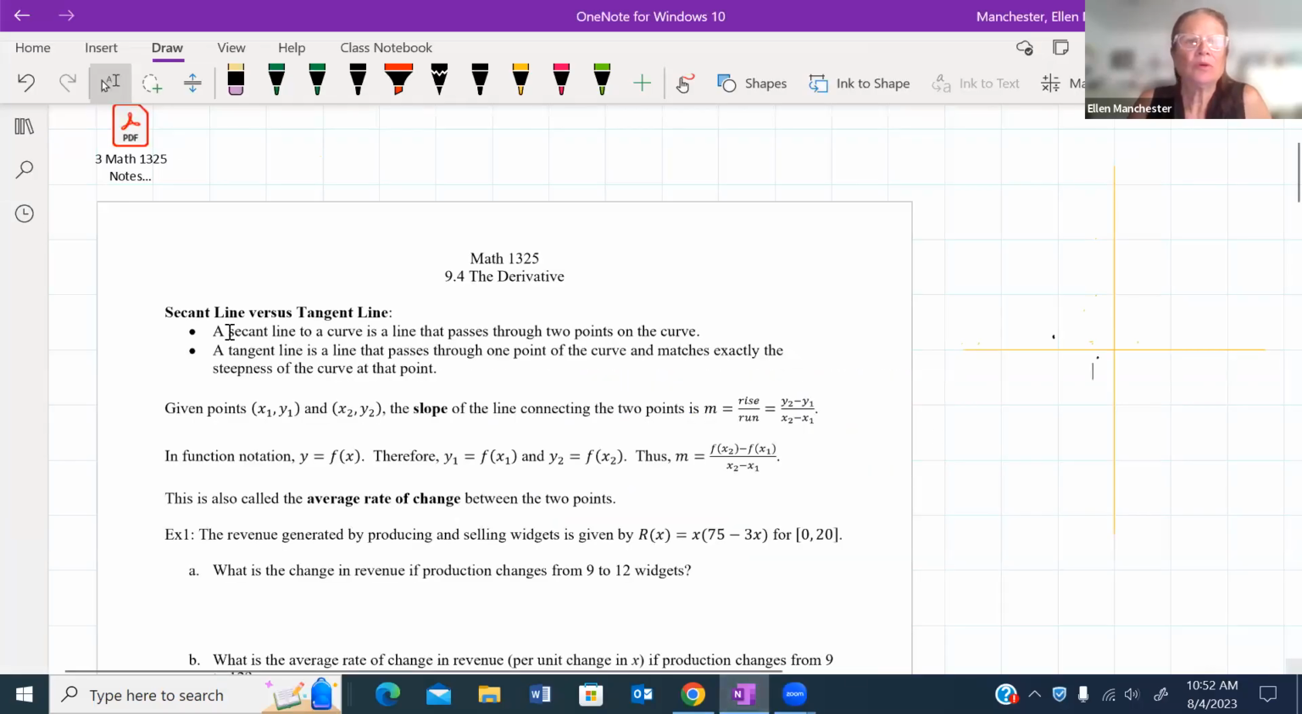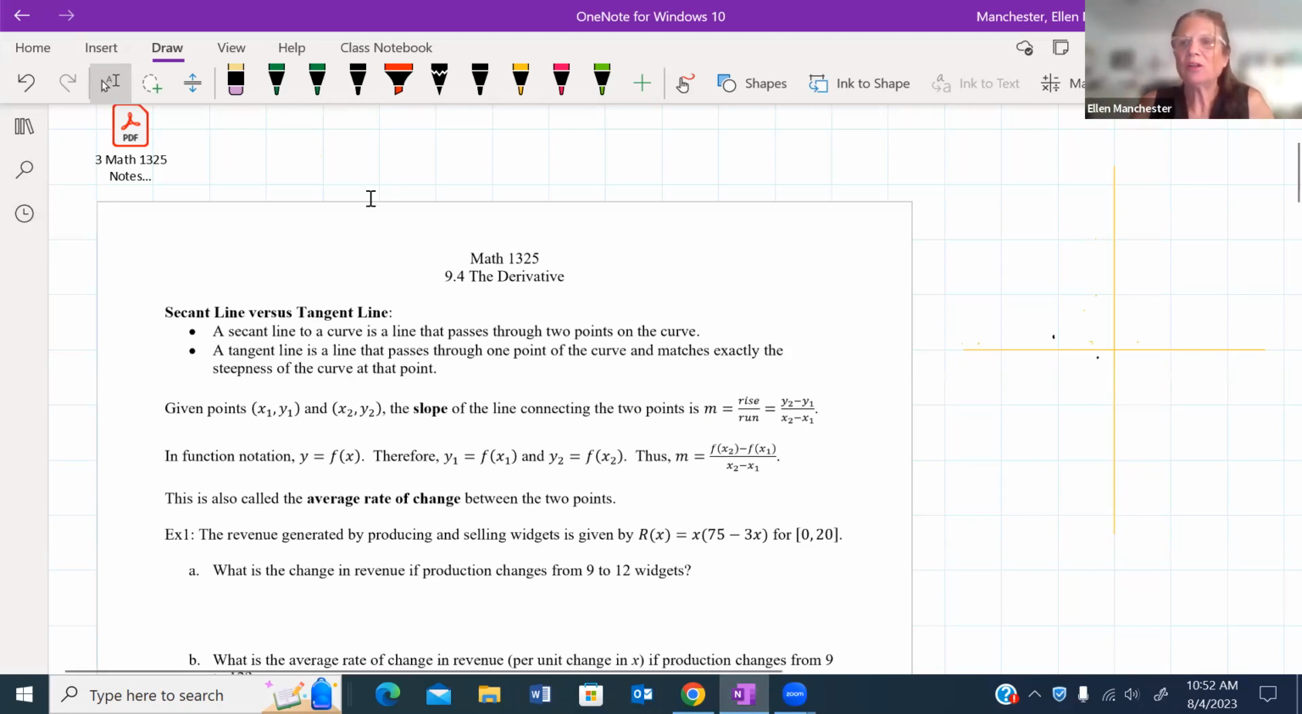As we work through this, let me go ahead and share my screen. When we're talking about a derivative, we're going back to the equation of a line. The equation of a line is y equals mx plus b. That's your slope-intercept form. The slope is your m. That's what the m represents.